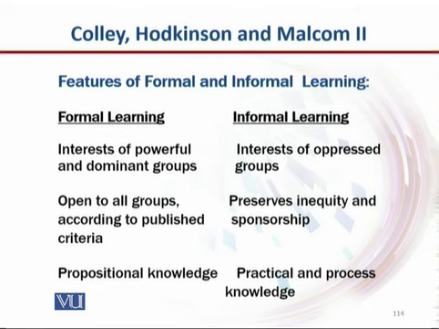We will continue with the work of Colley, Hodkinson, and Malcolm, and we will see some more features and differences of the two types of learning that they're focusing on, formal and informal. So, under formal learning, we have interests of powerful and dominant groups. And in many cases, it's the right people in the right positions who decide what should we teach, why should we teach it, what does this country need, what do we need, what is best for our students. So an external group, powerful, dominant groups make those curriculum decisions.